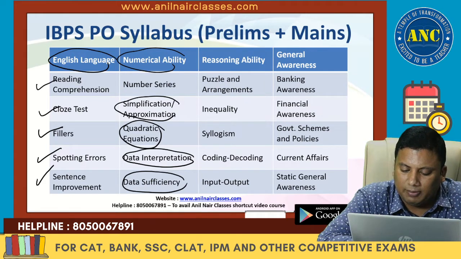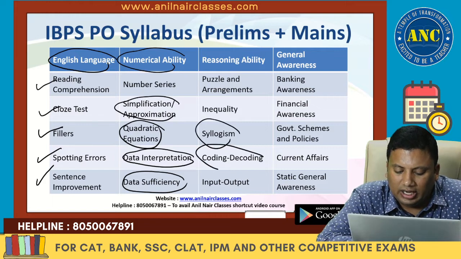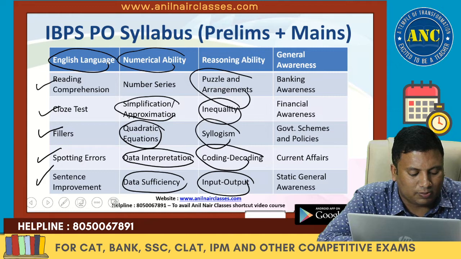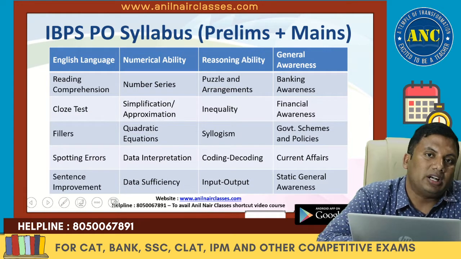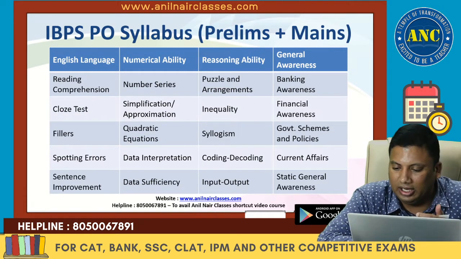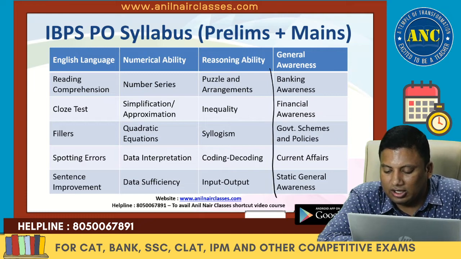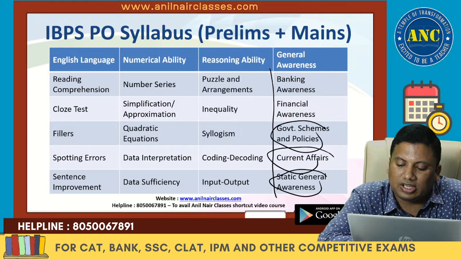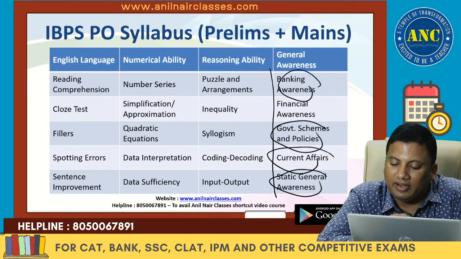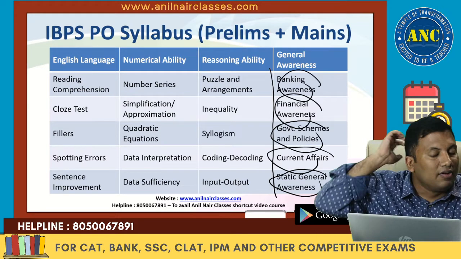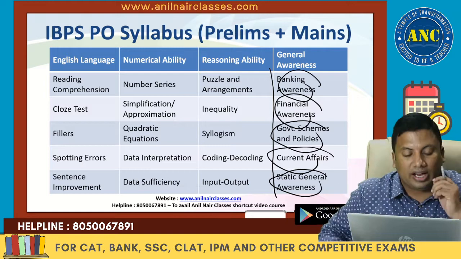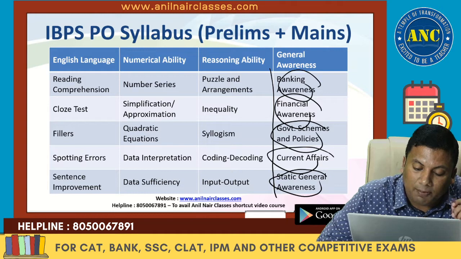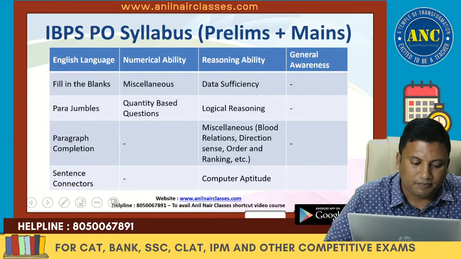In reasoning ability, syllogism, coding and decoding, input and output, inequality and puzzles and arrangement. These are the important topics that come in reasoning ability. In general awareness, these are the topics, as I said: current affairs, static general awareness, government schemes and policies, banking awareness and financial awareness. These are the topics which are of extreme importance to you if you are preparing for the IBPS PO examination.